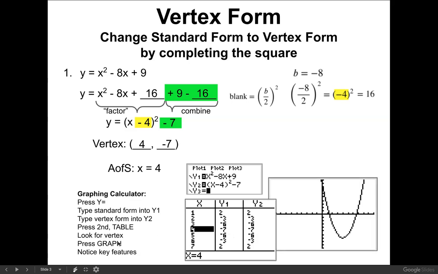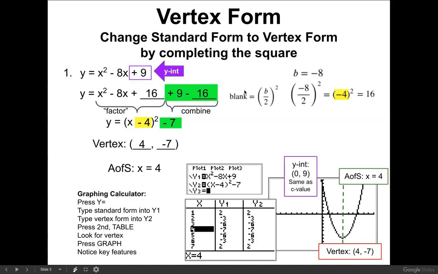Of course, you can press the graph to actually see the key features. We have our vertex at 4, -7. We have our axis of symmetry at 4. We also have a y-intercept. If you go all the way back to the standard form and look at the c value, that was 9. You could see on the graph, or even in the table if you need to, the 9 is the same as your c value from standard form. That will always be your y-intercept.